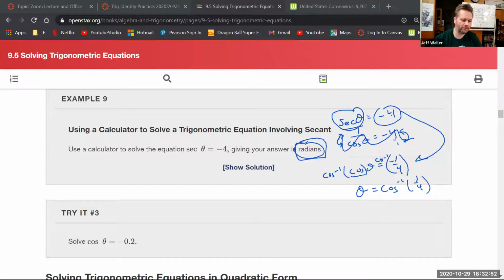Sorry, does the inverse cosine change the 1/4 into a positive, or did you just leave it out? No, I just left it out. Okay, just checking. Thank you.